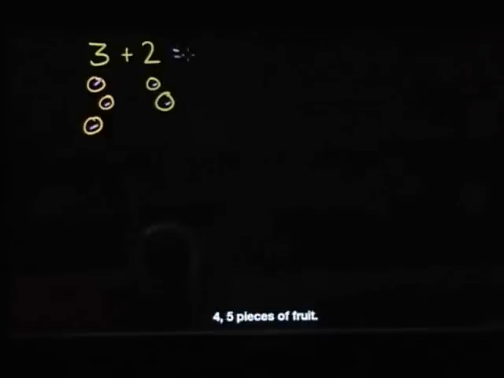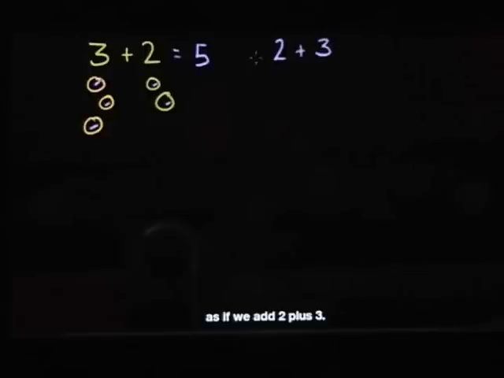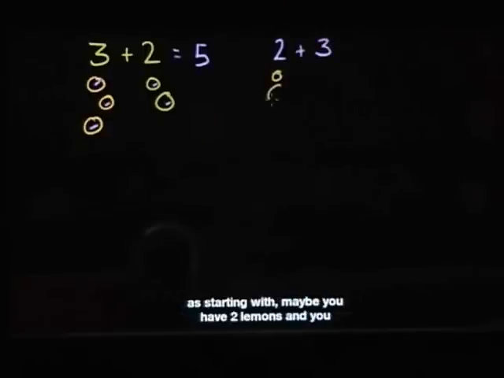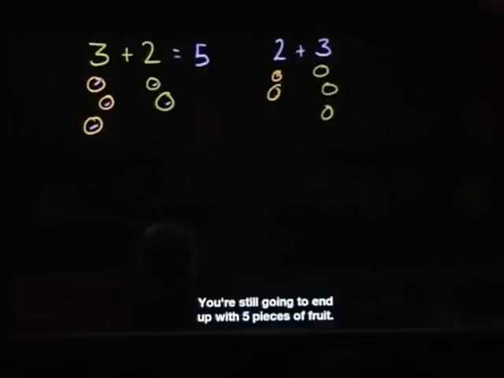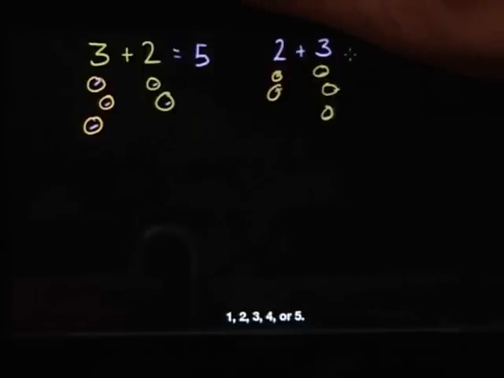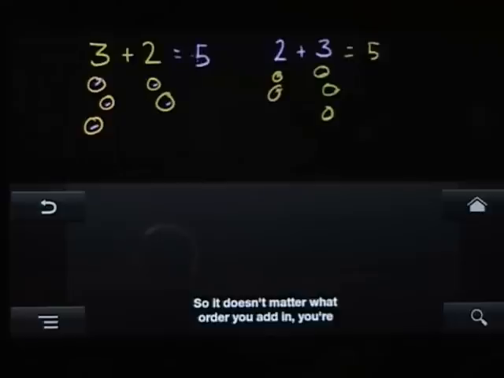1, 2, 3, 4, 5 pieces of fruit. So 3 plus 2 is equal to 5. And we also saw that that's the exact same thing as if we add 2 plus 3. And I think that makes sense because this is the same thing as starting with maybe you have 2 lemons and you add 3 lime to it. You're still going to end up with 5 pieces of fruit. 1, 2, 3, 4, 5. Just like that. So it doesn't matter what order you add it, you're still going to get 5.